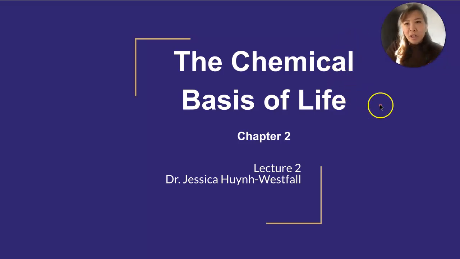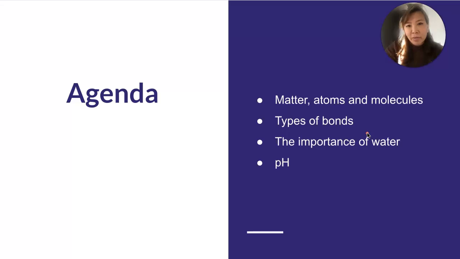Hi, so today we're going to talk about chapter 2, which is the chemical basis of life. So basically connecting chemistry and biology together. And so this is going to include four main topics. The first one is matter, atom, and molecule, so defining what exactly matter is.